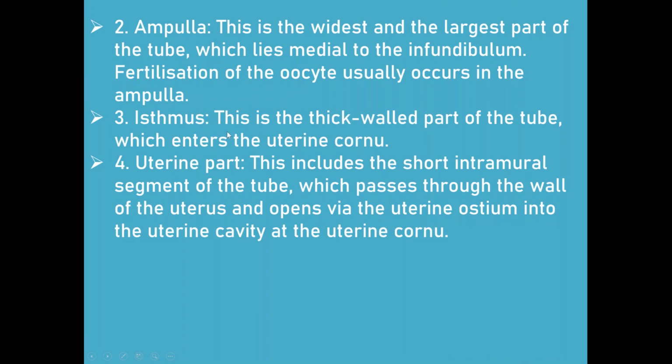The isthmus is the narrowest part. It is the thick-walled part of the tubes which enters the uterine corner. And the uterine part includes the short intramural segment of the tube, which passes through the wall of the uterus and opens via the uterine ostium into the uterine cavity at the uterine cornu. This is also the shortest part, about 1 centimeter, and the isthmus is about 2 centimeters, and the ampulla is about 5 centimeters. So these are the important parts of the fallopian tubes.